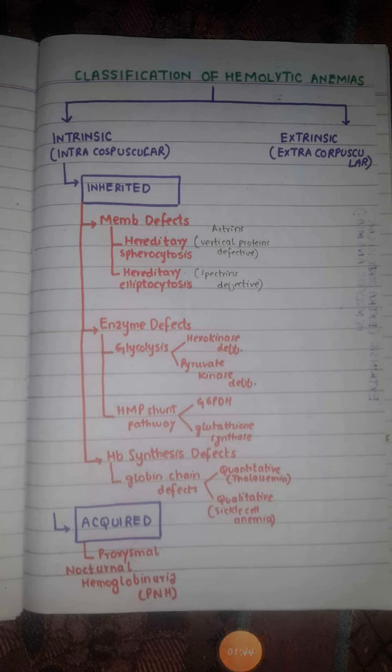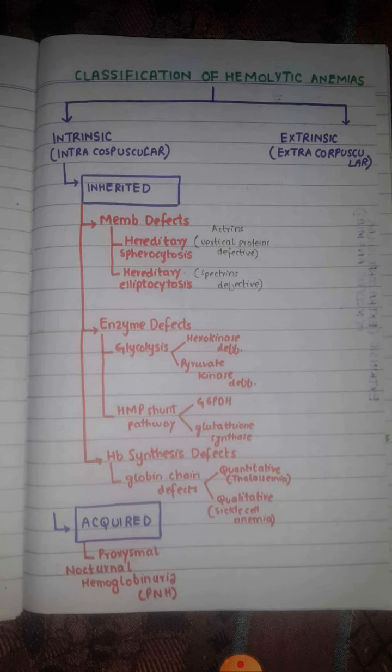So in the inherited causes, we have membrane defects, enzyme defects, or hemoglobin synthesis defects. Now, what are the membrane defects of the red blood cells? We discussed in our previous video that in the membrane of the red blood cells we have two types of proteins. We have horizontal proteins and we have vertical proteins. We have named the horizontal proteins spectrins and the vertical proteins ankyrins.